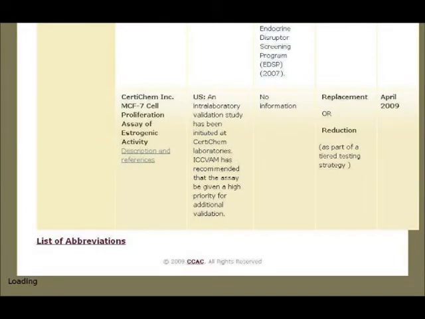This last test by Certichem, which I imagine is a company, is called the MCF-7 cell proliferation assay for estrogenic activity. And it says an intra-laboratory validation study has been initiated at Certichem Laboratories. ICCVAM has recommended that the assay be given a high priority for additional validation. So they'd only do that if it looks like it had very good potential to help in the identification of endocrine disrupting chemicals. Anyway, let's have a little bit more of a look at this test before we end this episode.